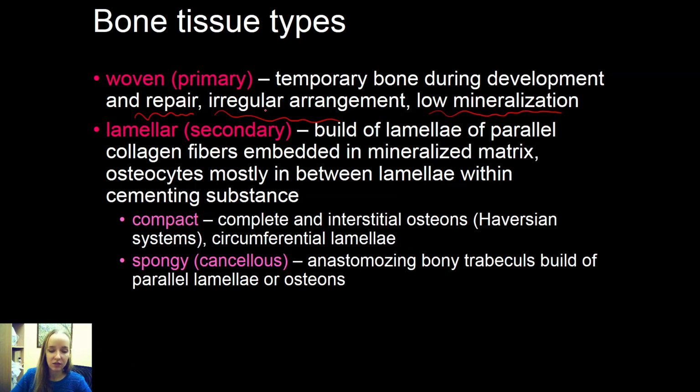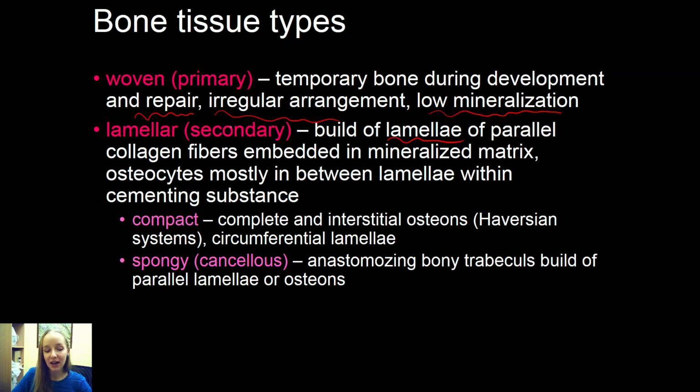Then it differentiates into this lamellar secondary bone, which is built of lamellae of parallel collagen fibers. So lamellae are just these parallel collagen fibers that are very thick, and these collagen fibers are embedded in mineralized matrix. You can find osteocytes mostly in between these lamellae within cementing substance. So there's some kind of cement in between, which is connecting these lamellae together.